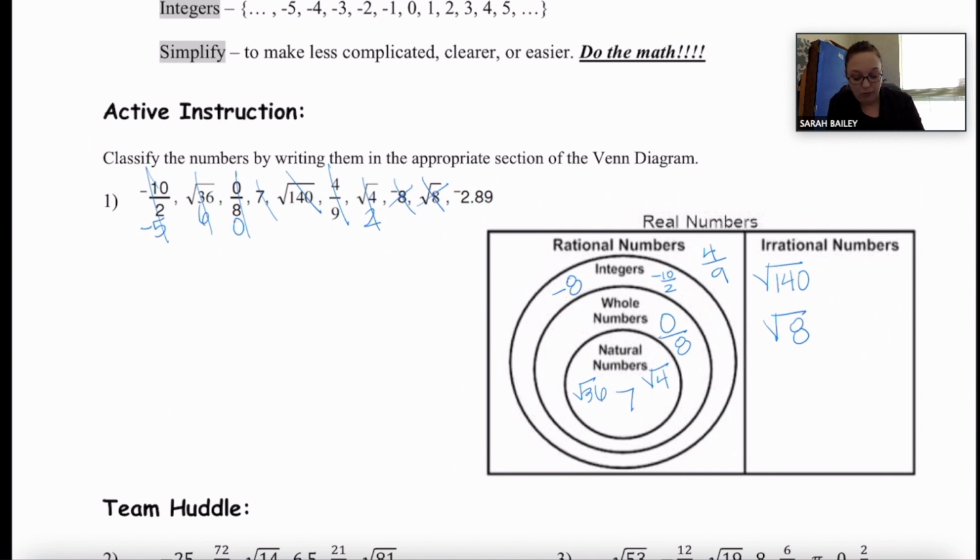And the last one is -2.89. So is that irrational? No. It is a terminating decimal. Terminating decimals can't go here. So we know it's going to be on the rational side. Is -2.89 an integer? No. It has a negative sign, but to be an integer, you don't have any decimal attached to you. So it is not an integer, which means it's not whole and it can't be natural. It is just rational. So -2.89 would go here.